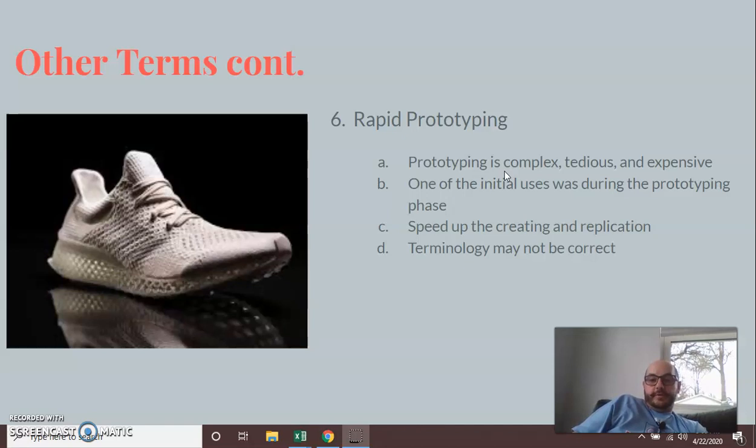Okay. The reason why the name took off is that when the machine started, it was initially used during the prototyping phase. They loved these machines because it sped up the creation and the replication of parts during the prototype process. If you continue to use the terminology of a rapid prototyping machine, it may not be correct because it may not be done in the prototyping process. Now, the fact that we work a lot with design, yes, prototyping is a common term, and in a lot of cases would be correct, but not necessarily in other places within the process.